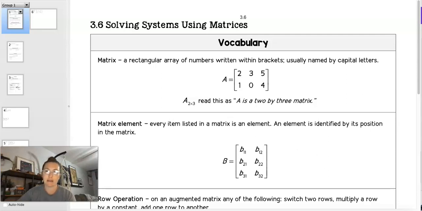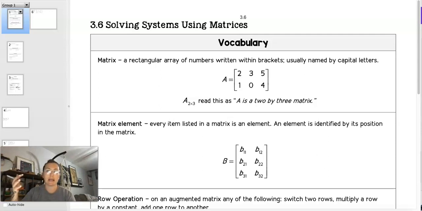Alright, this is our last section of Unit 3, so we're going to learn how to solve systems by using matrices. We are going to play a little bit on the calculator for today, so please go ahead and take out your calculators or have it accessible, but we won't get to it until the end of the notes.